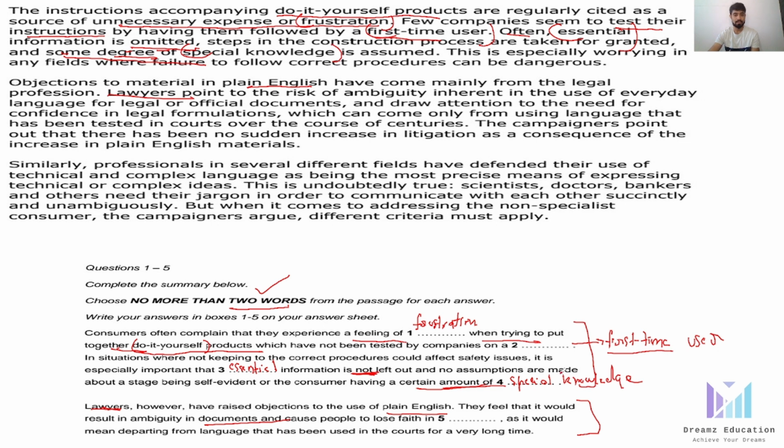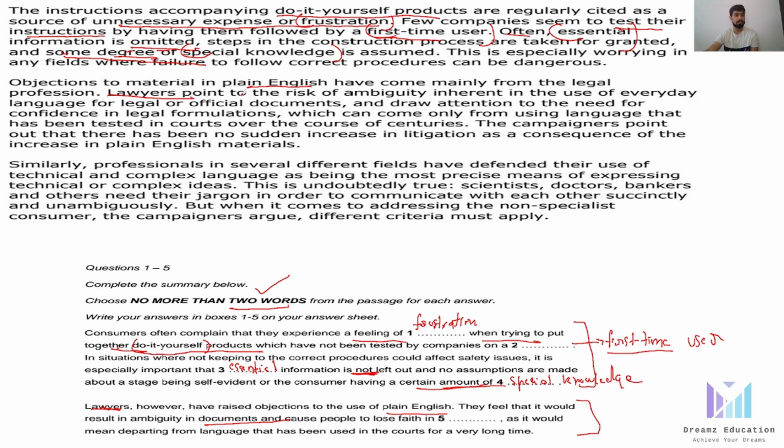Okay, so I think I have found my 4 answers for the first paragraph, and there is one more question, the 5th, for which I already found the keyword, and I have to read the second paragraph from the passage. Lawyers however have raised objection to the use of plain English. They feel that it would result in ambiguity in documents and cause people to lose faith in dash. Ambiguity in documents and cause people to lose faith in something.